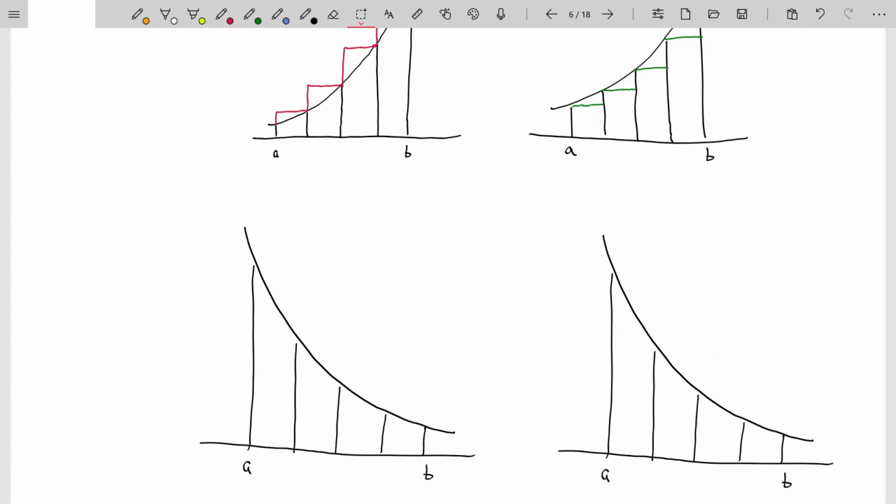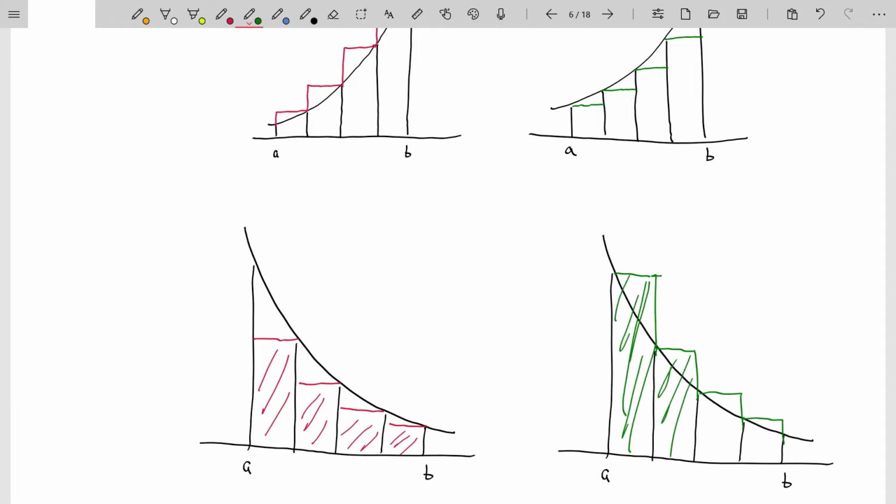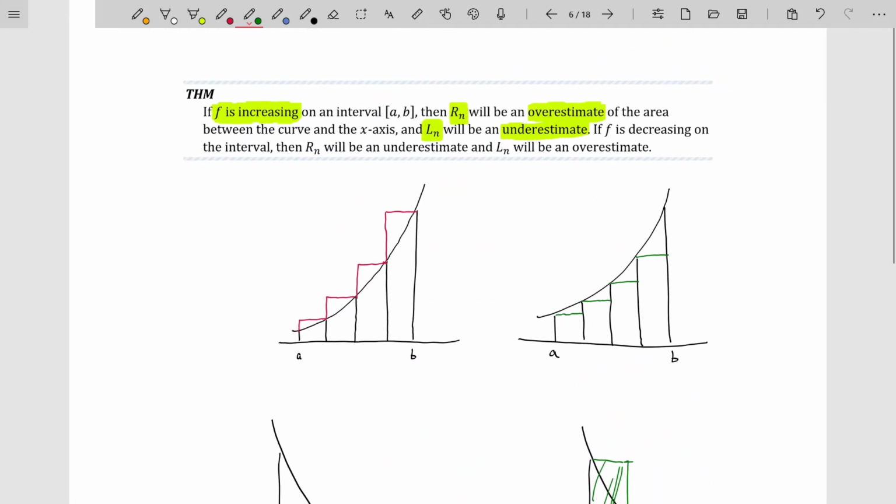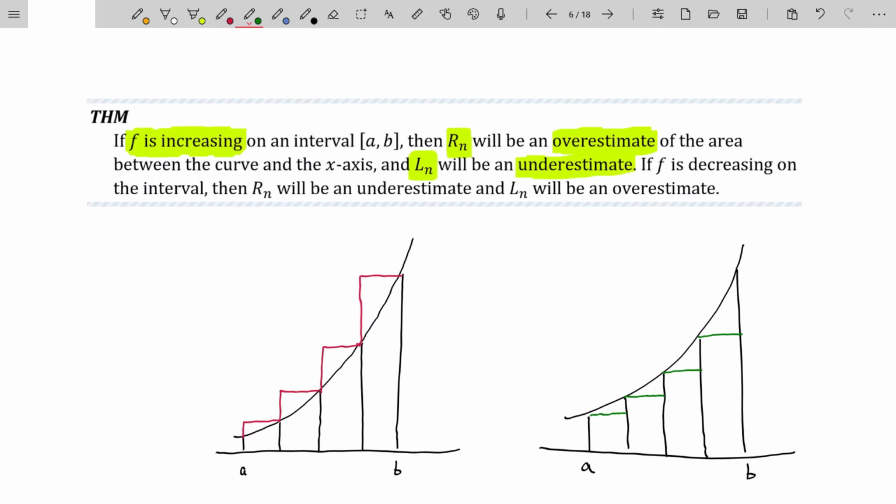If you use left or right endpoints for a decreasing function, using the right endpoints, you have an underestimate of the area. If you use left endpoints for a decreasing function, you have an overestimate of the area right here. And that's what this theorem is saying. If f is decreasing on the interval, then R will be an underestimate and L will be an overestimate.